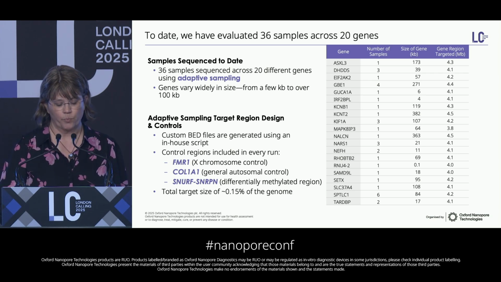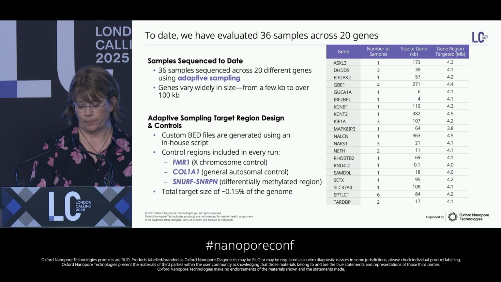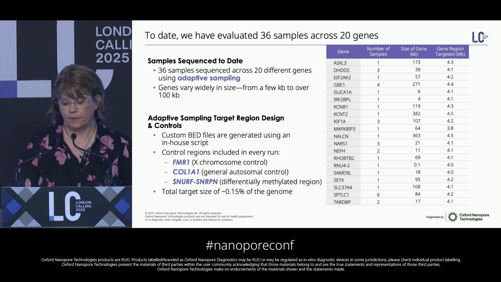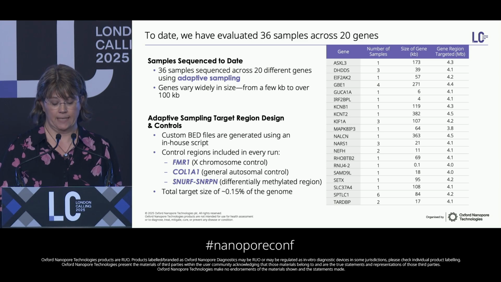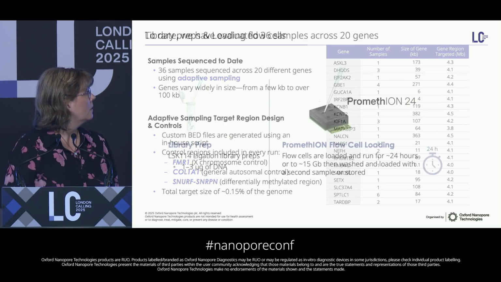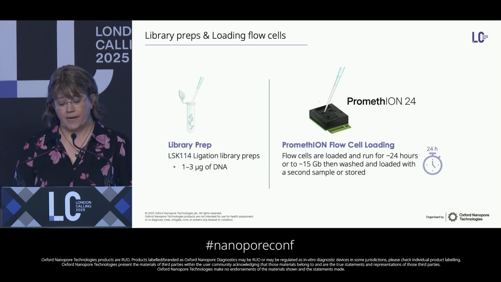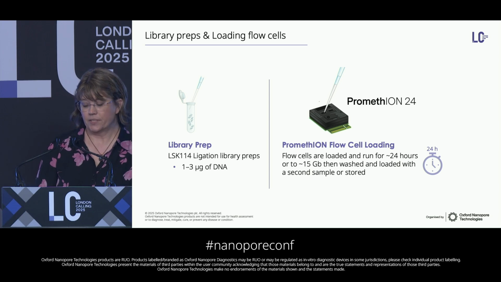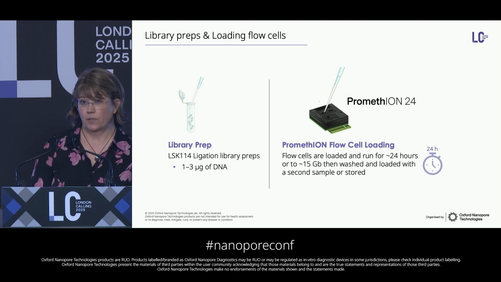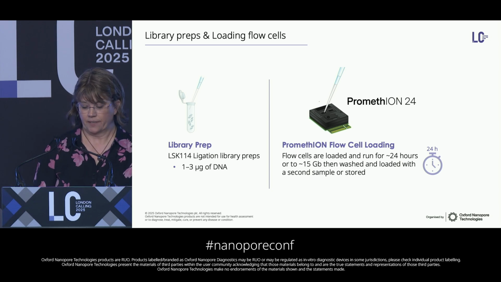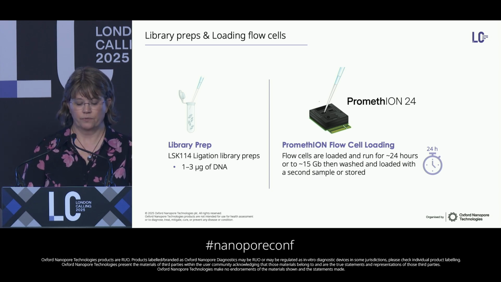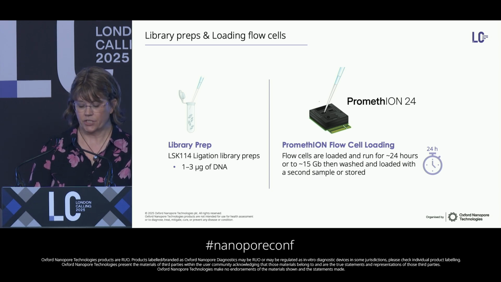It's only 0.15% of the genome, but with adaptive sampling, we concentrate sequencing on those regions to boost coverage where we need it. Once our targets are defined, we prepare libraries using the LSK114 ligation kit. Ligation prep is ideal for preserving long fragments, which is critical for phasing and structural variant detection.